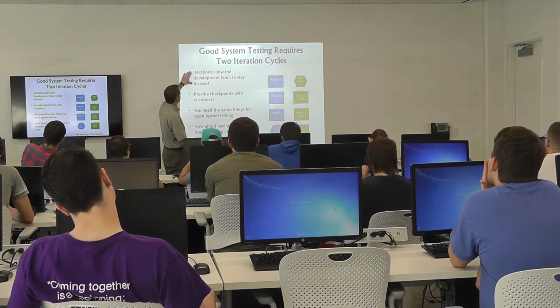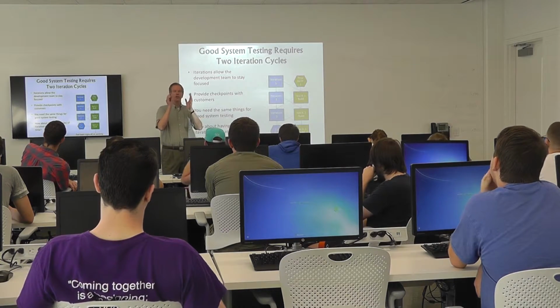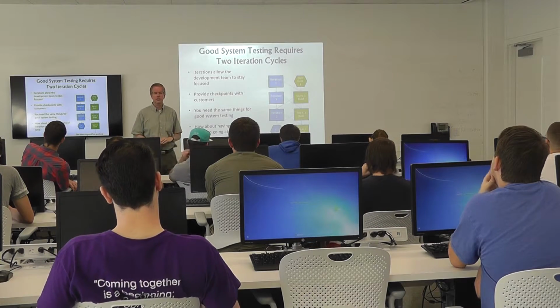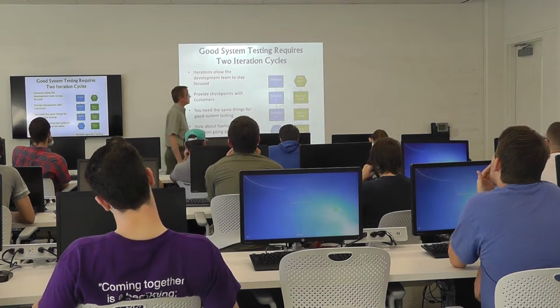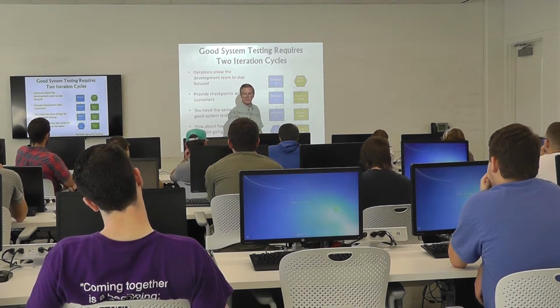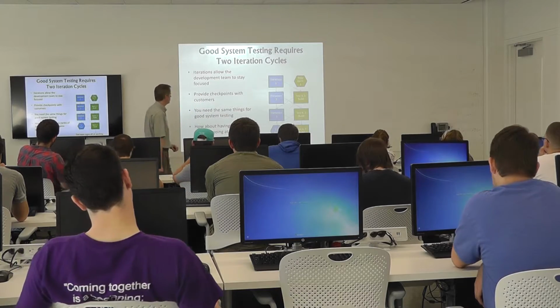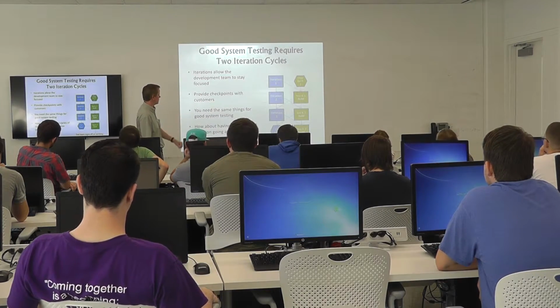Okay, so what we got going on here? Iterations allow the development team to stay focused. So the testers are looking at pretty much 1 or 2 releases behind where the software developers are right now. It provides checkpoints with the customer. So every time we hit one of these, we can tell the customer, yes, we're done, we're finished, and we've tested it. Okay, so that's good news for the customer. You need the same things for good system testing each and every single time.